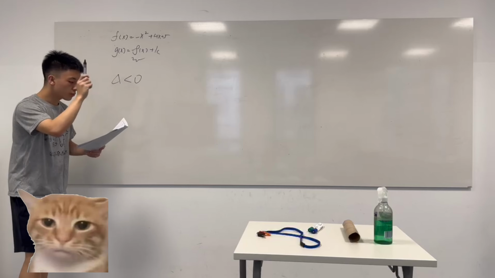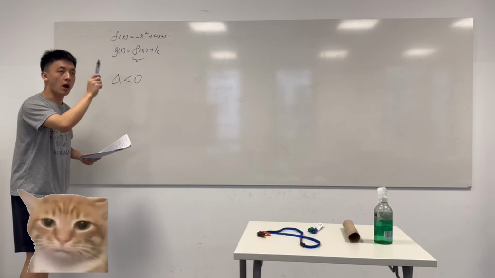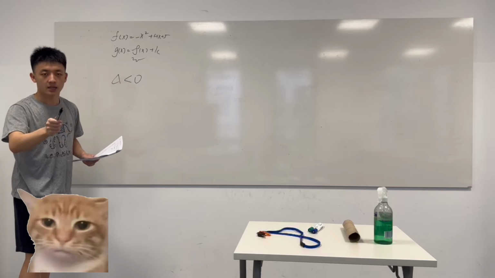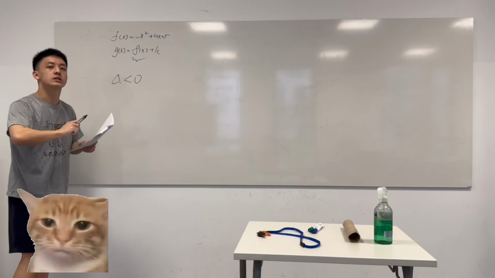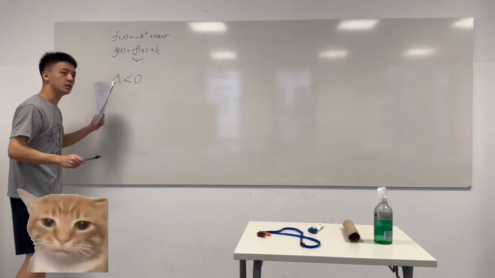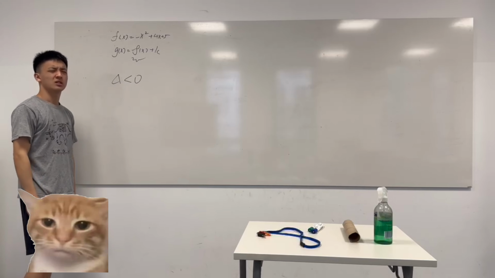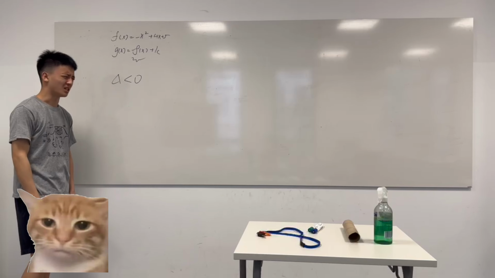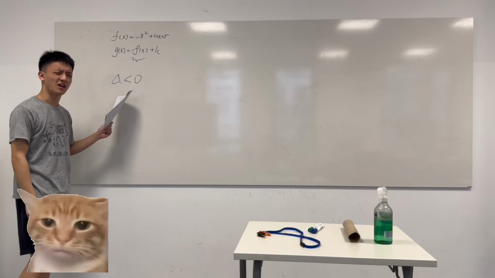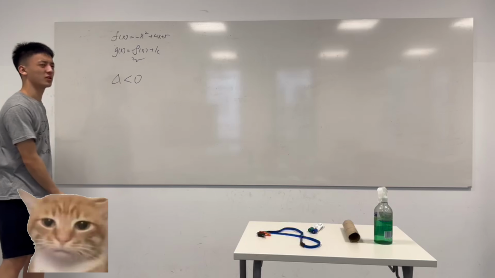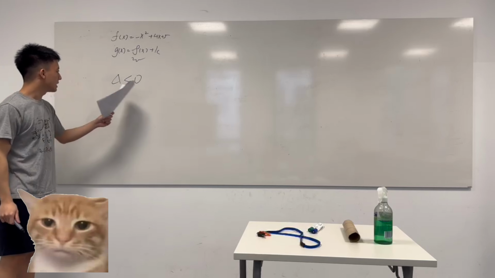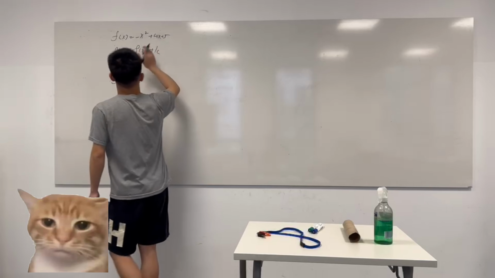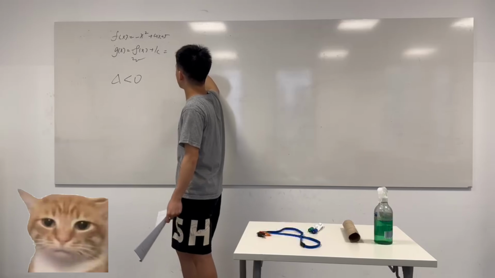Listen, no real roots, no x intersect, it always means delta less than 0. Discriminant. Is that called discriminant? I forgot, sorry about it. So delta less than 0. So let's put everything back to here. Then let's see what is delta.